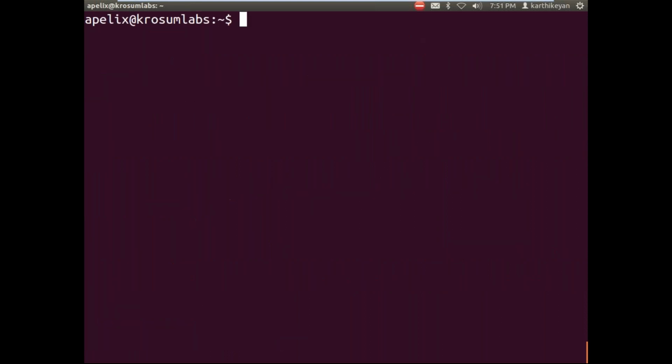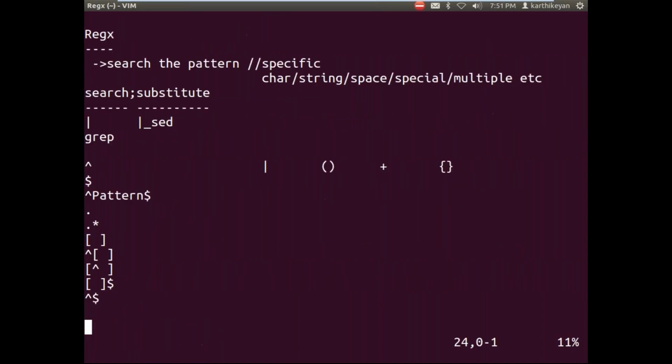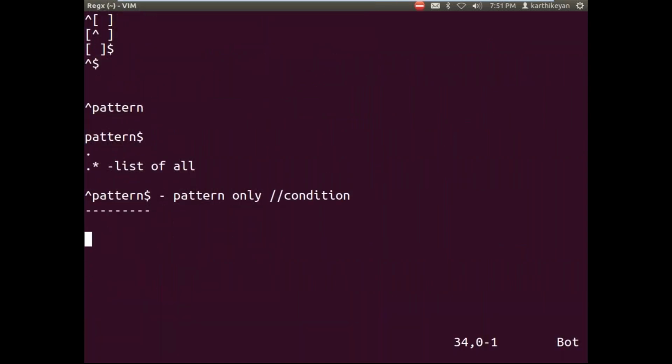So this is pattern only, followed by the next one: searching is character based search. What is the meaning of character? Like a single character, alpha, numerical, special character, space, any combination. How to search character based?